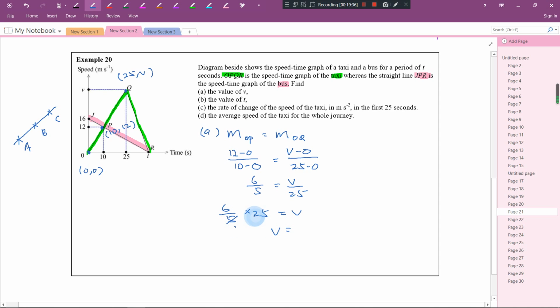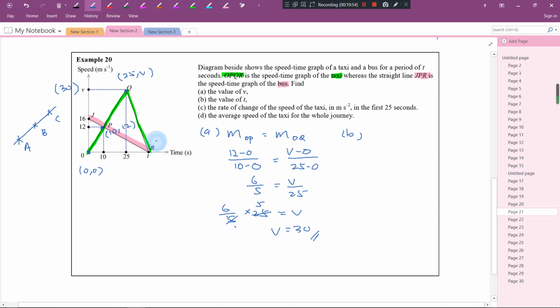And V is equal to 30. Okay, so this is equal to 30. Now let's go to B. We want to find the T. Still the same thing, we use the same concept.